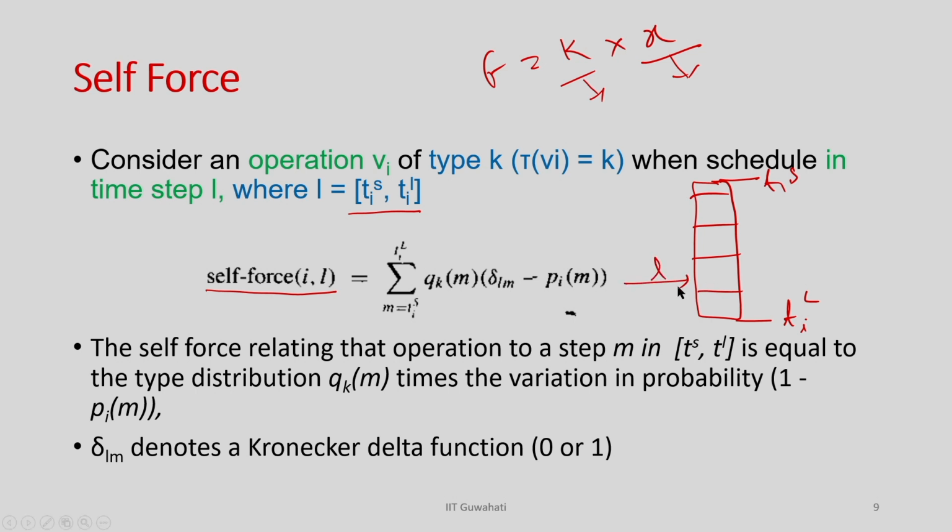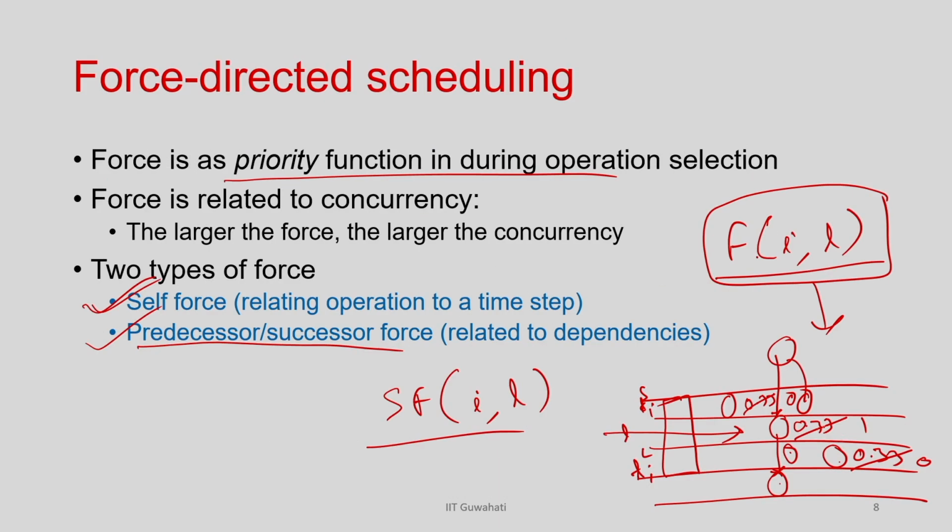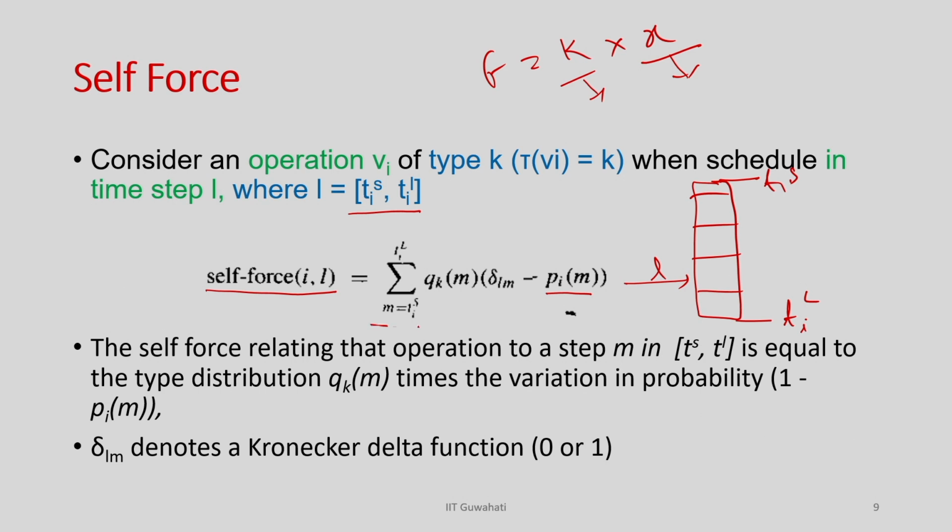So, what is going to happen? The probability of this operation was 1 by mu plus 1 in every time step where it could have been scheduled, given by P_i,L. Now I am going to calculate the self force for all time steps, because all of these are impacted, as I showed in the previous slide. If I schedule it here, it will become 0.33 to 1 and 0.33 to 0. So I have to calculate the force for all time steps. That is why I am doing a summation from T_i^S to T_i^L, basically over this time frame range.